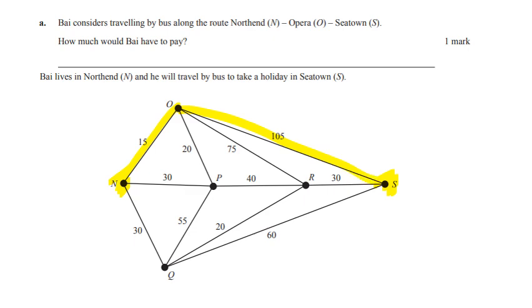This question was done very quickly and easily. So obviously, how much you have to pay. If that's the bus fares, it's 15 plus 105. 15 plus 105 equals $120. Don't forget the dollar sign, people. It's probably where the very small number of people who got this wrong went wrong.